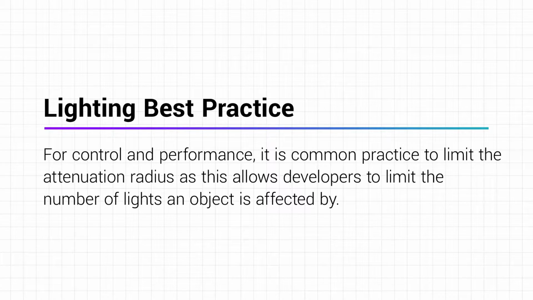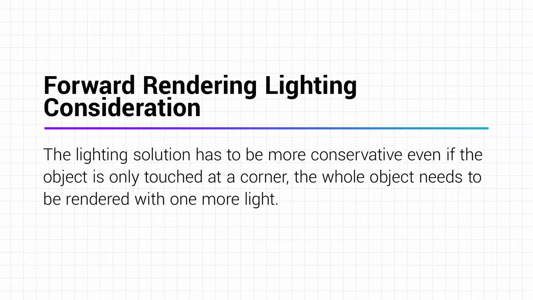For control and performance, it is common practice to limit local lights to the attenuation radius. This allows developers to limit the number of lights an object is affected by. The lighting solution has to be more conservative. Even if the object is only barely touching it, the whole object needs to be rendered with one more light. This situation got much better with deferred shading, where lights are calculated at the pixel level. We'll discuss this at greater length later in this course.